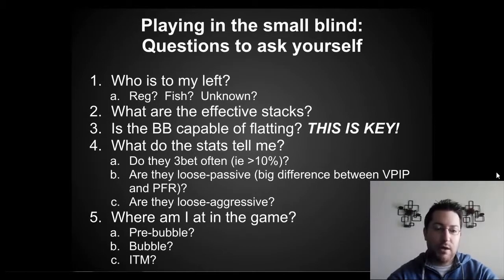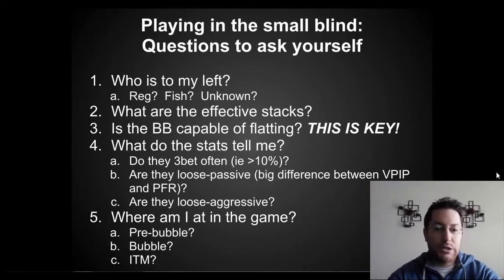So once you identify that player, obviously we want to know what the effective stacks are. Your effective stacks will determine fold equity, situation. It's pretty straightforward. Now, number 3 here, as you see, is a really, really key concept that you need to always have in the back of your head. This is the question I'm always asking myself, even when I'm in other positions at the table and not just the small blind. Is the player that's in the big blind capable of calling your raise? If you have 14 big blinds or 12 big blinds or 10 big blinds and you just raise, is the big blind capable of flatting that raise?